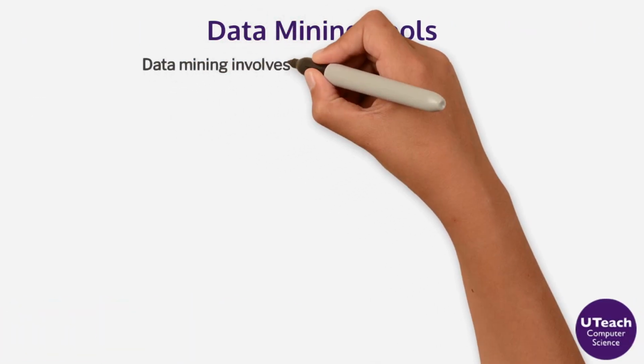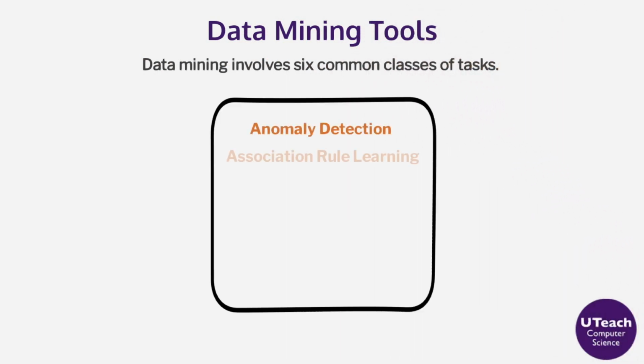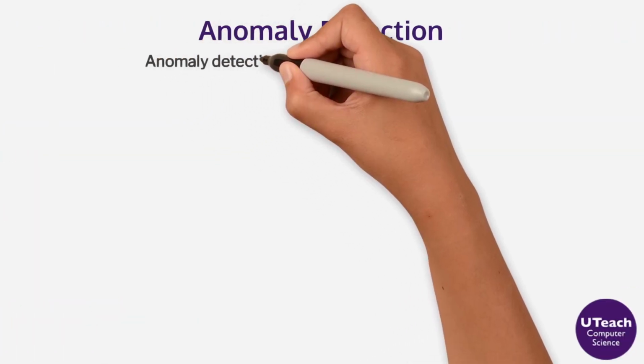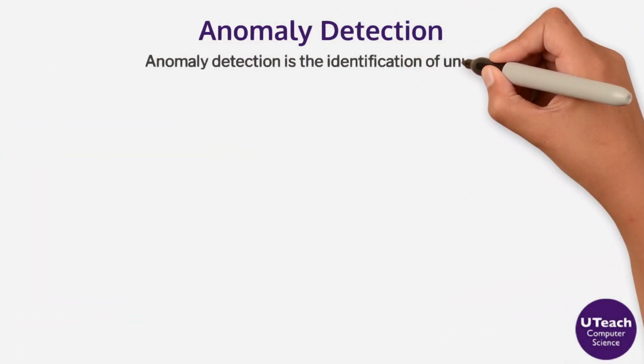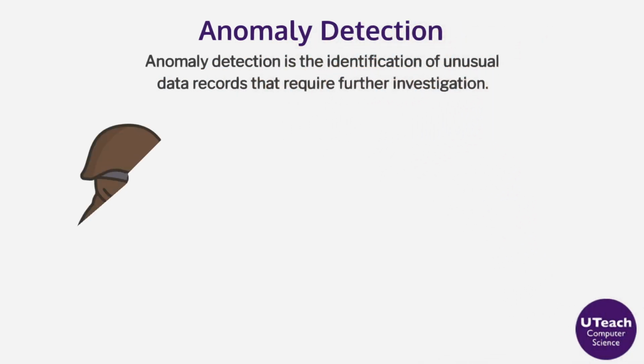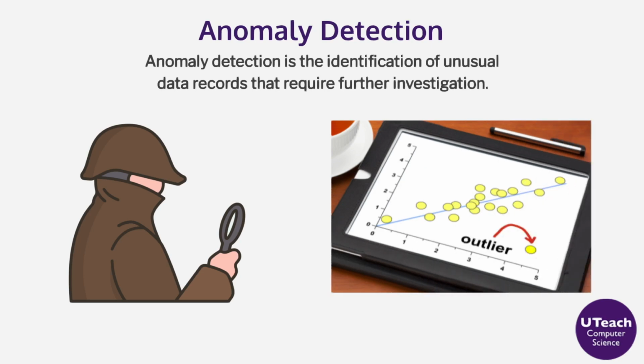Data mining involves six common classes of tasks: anomaly detection, association rule learning, clustering, classification, regression, and summarization. Anomaly detection is the identification of unusual data records that require further investigation. Anomaly detection is also referred to as outlier, change, or deviation detection.